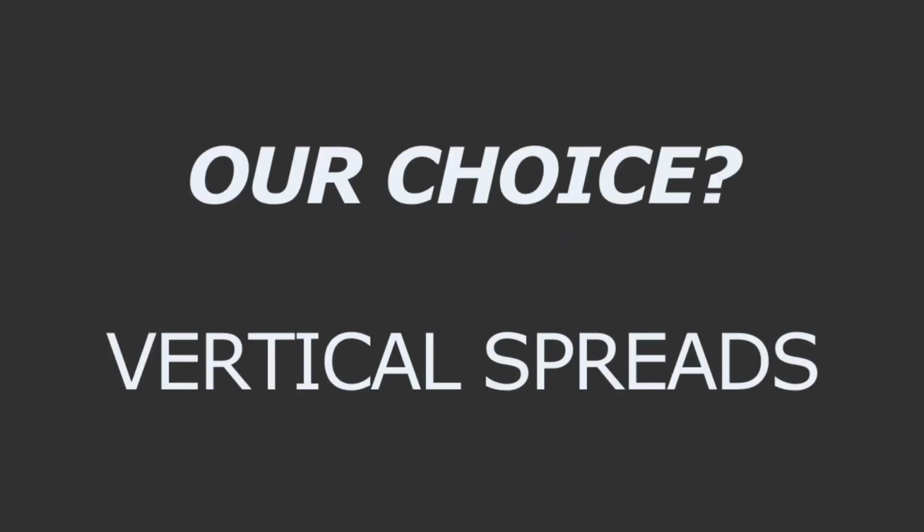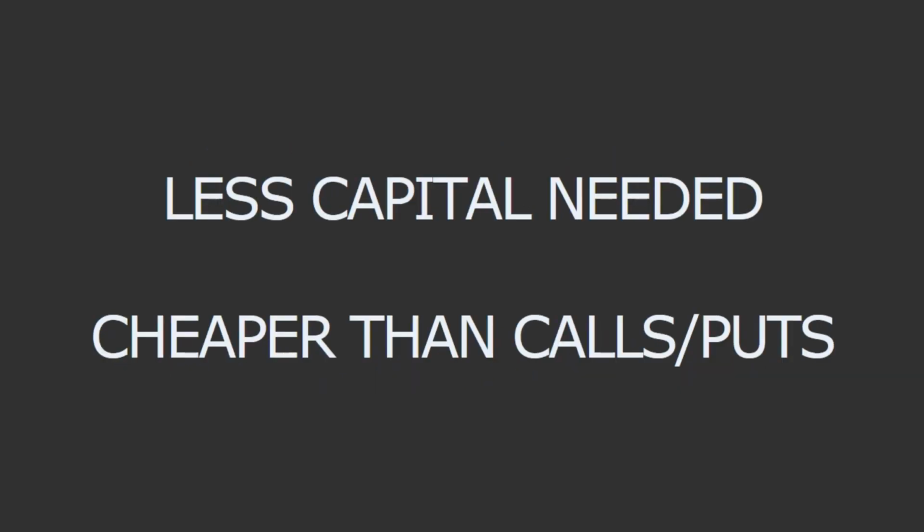So this type of spread allows you to capitalize on volatility while still limiting your risk by capping both your upside and your downside potential. We prefer using vertical spreads over straight up buying calls and puts because vertical spreads can give us multiple ways to make money with the same trade. They're also less capital intensive as the way that we set them up. They're often 50% cheaper than calls or puts.